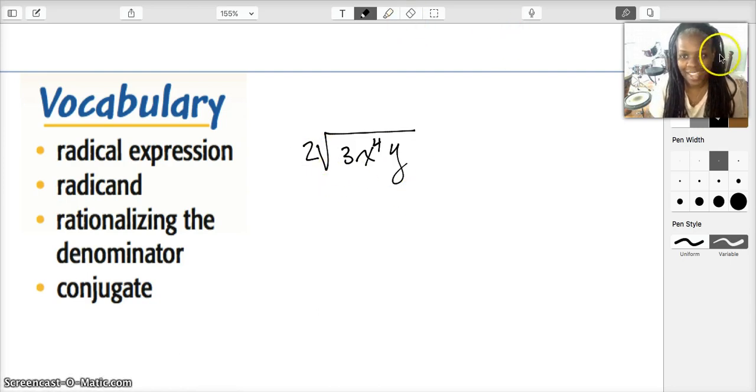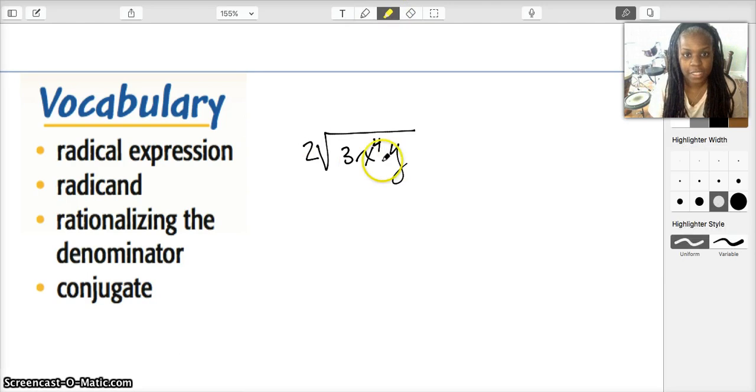The radicand is the portion of the radical, or the portion of the expression that's underneath the radical, like that. Rationalizing the denominator is a weird process.